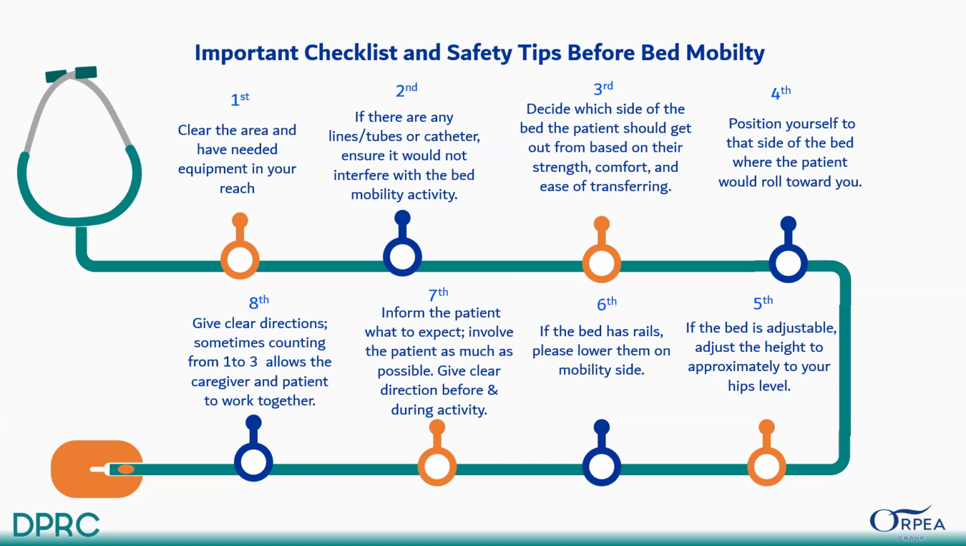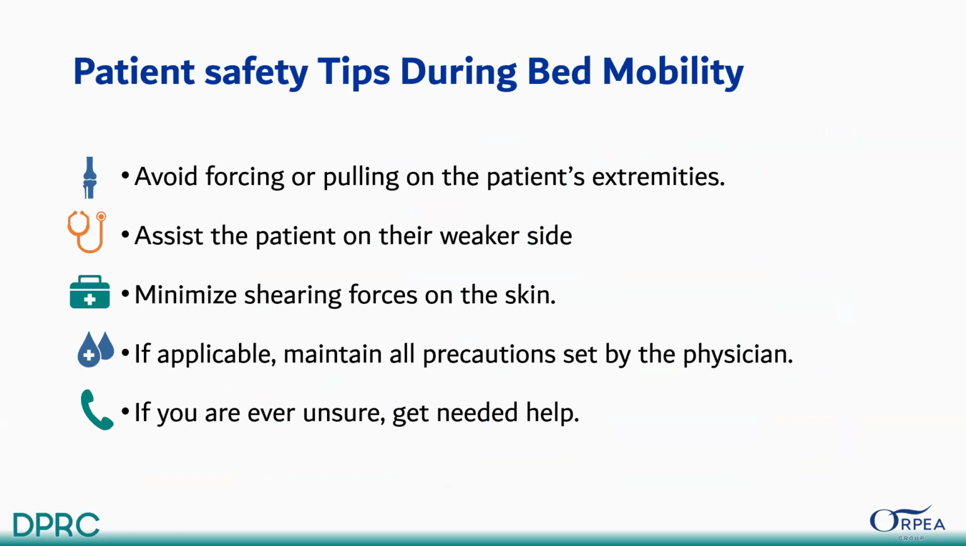The fifth one, if the bed is adjustable, adjust the height to approximately your hip level. Sixth one, if the bed has rails, please lower them on the mobility side. Seventh one, inform the patient what to expect. Involve the patient as much as possible. Give clear direction before and during activity. Eighth one, give clear directions. Sometimes counting from 1 to 3 allows the caregiver and patient to work together.